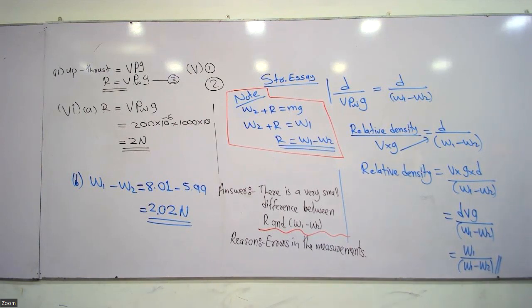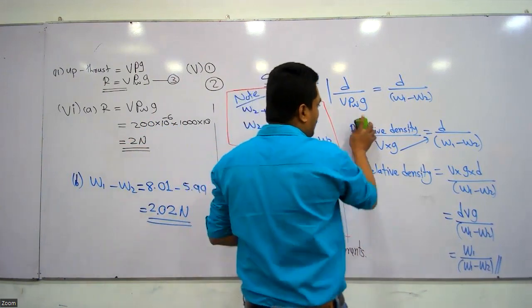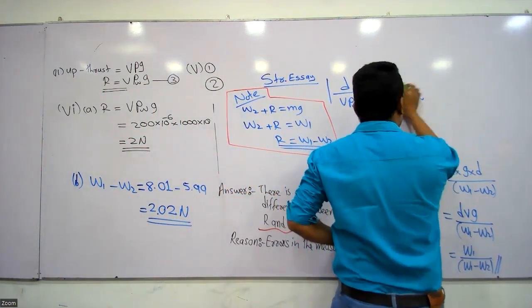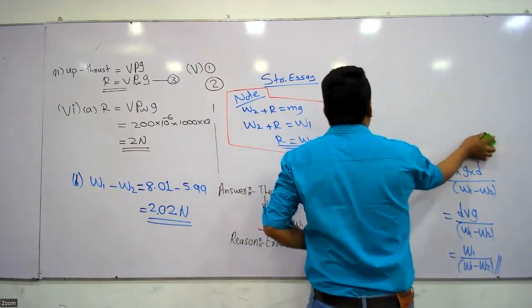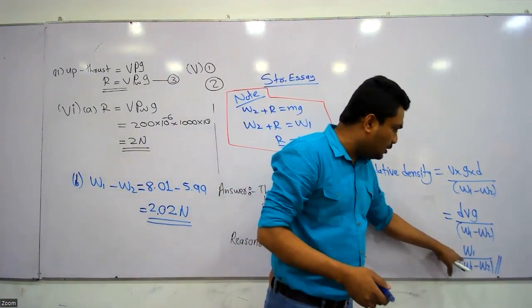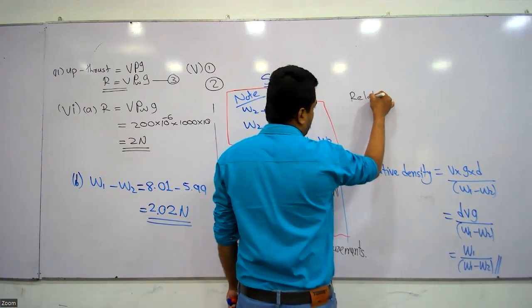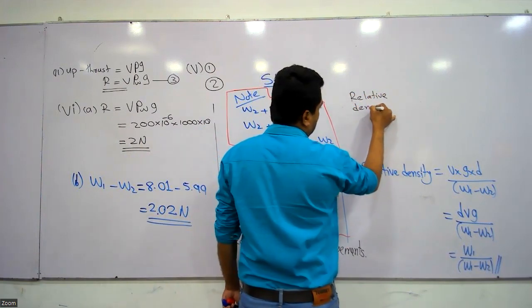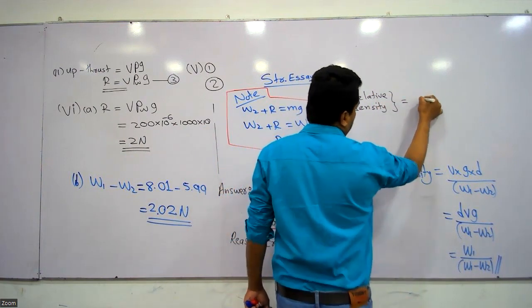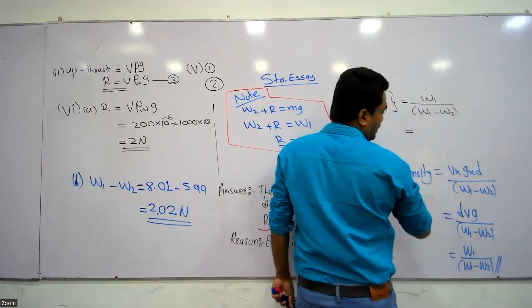The final question is: find the density of the metal relative to water using W1 and W2. Density of the metal relative to water means relative density. We have an expression for relative density. What is it? Check. Relative density equals W1 divided by W1 minus W2.